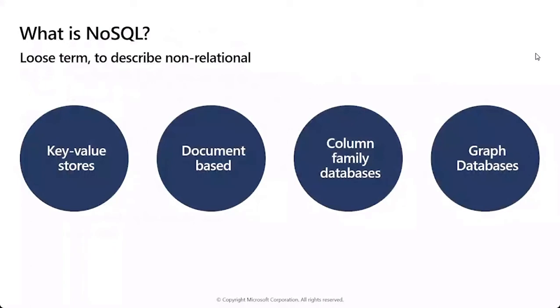So we have key value stores, document databases, column family databases, and graph databases. Now, a key value store is the simplest and often quickest type of NoSQL database for inserting and querying data. Each data item in the key value store has two elements: a key and a value. The key uniquely identifies the item, and the value holds the data for that item.